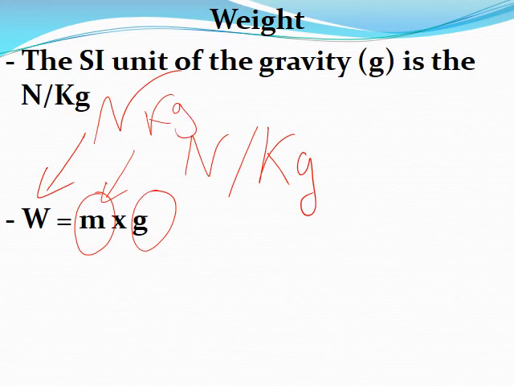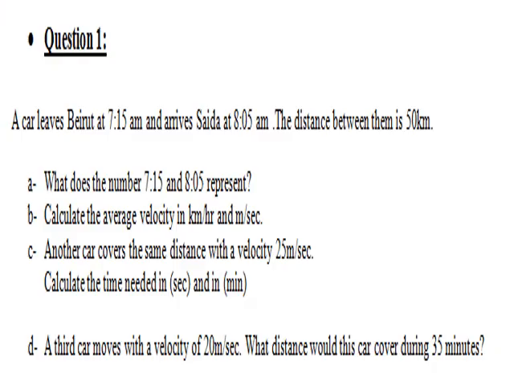Okay, so let's start with the first exercise. Question number 1. A car leaves Beirut at 7:15 a.m. and arrives at Saida at 8:05 a.m. So the distance is 50 kilometers. So 7:15 a.m. and 8:05 a.m.